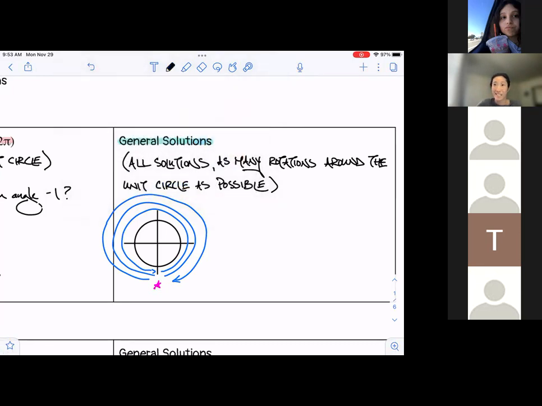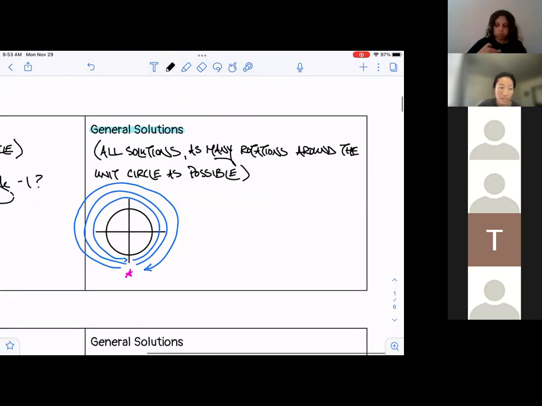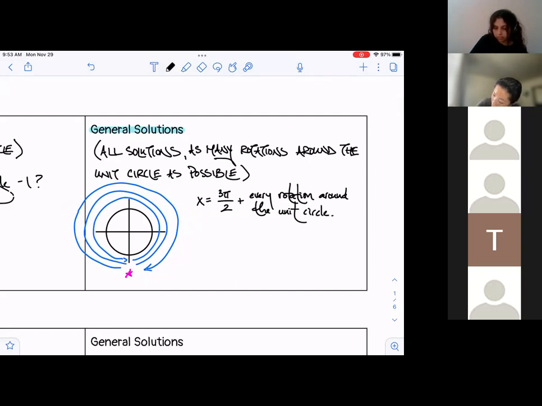But we're not going to sit and list out all of those possibilities. That would be just madness to list out every single one, okay? But what we can do is learn a little bit of new notation to help us write this, okay? So we can say x equals 3 pi over 2 plus, let's write this in words first, every rotation around the unit circle. All right, so 3π/2 plus every rotation around the unit circle.